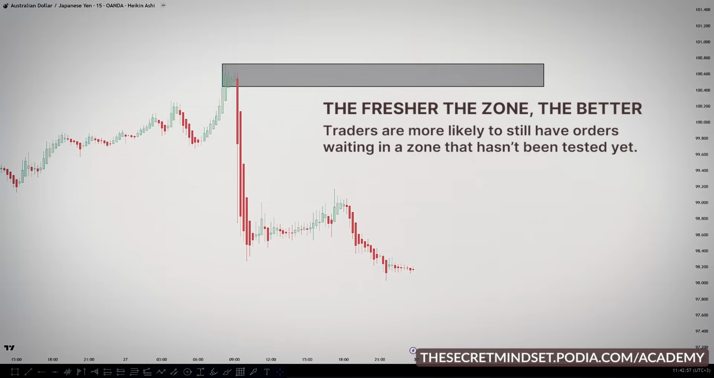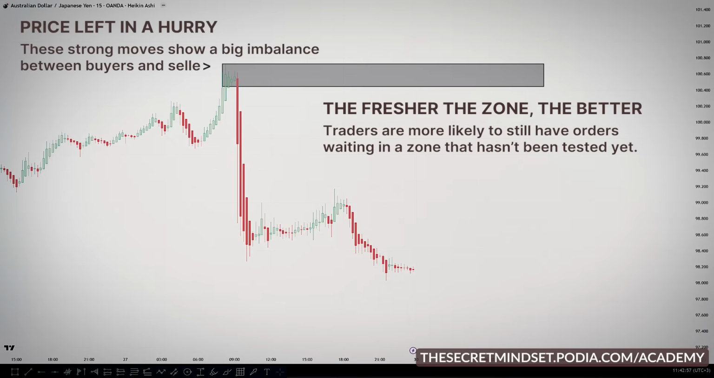First, the fresher the zone, the better. Traders are more likely to still have orders waiting in a zone that hasn't been tested yet. Also, strength matters. Look for zones where price left in a hurry. These strong moves show a big imbalance between buyers and sellers.